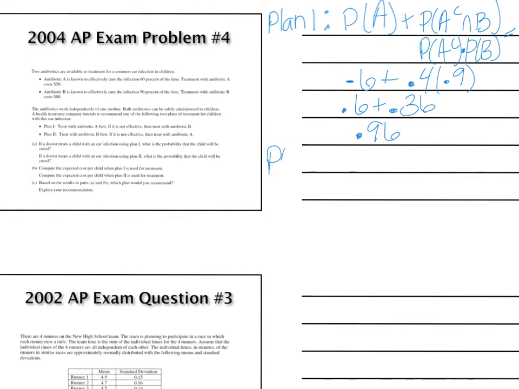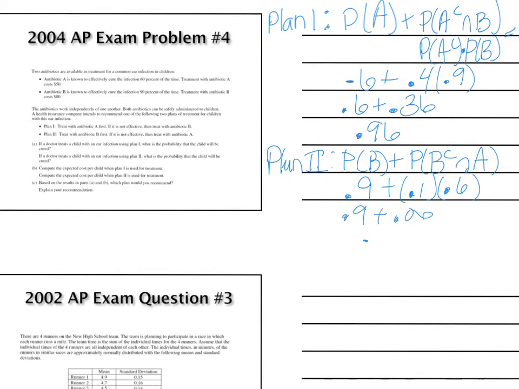So plan 2 is the probability that B works plus the probability that B does not work and A does work. So the probability that B works is 0.9 plus the probability that B does not work, 0.1, times the probability that A does work, 0.6, which is 0.9 plus 0.06, which is 0.96. So what we've learned is the probability of getting a cure is the same for both plans.